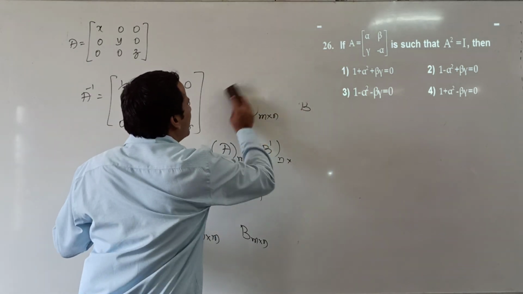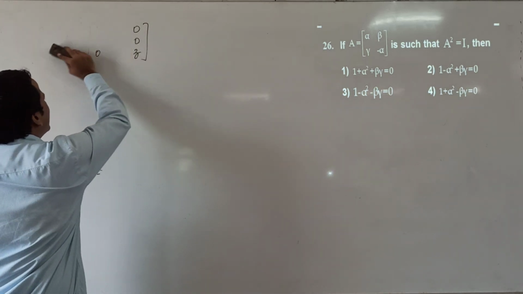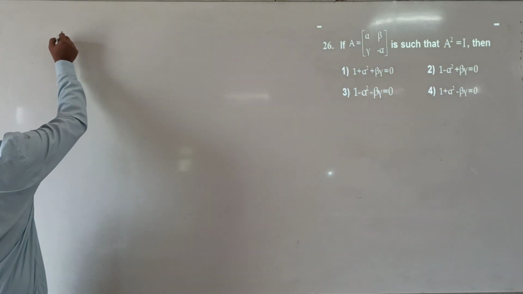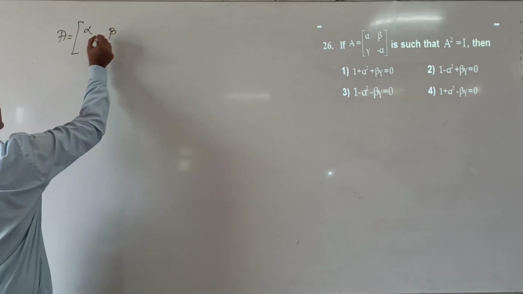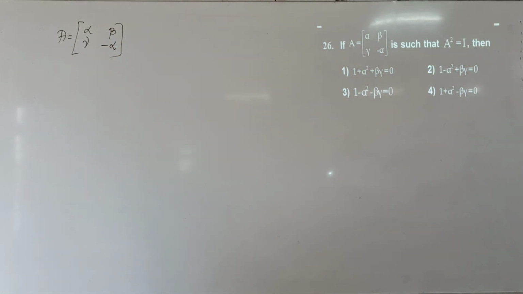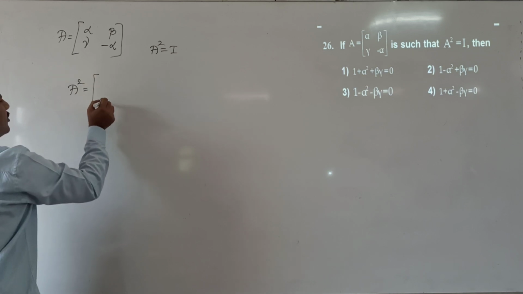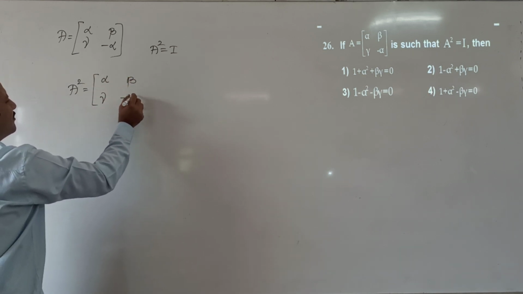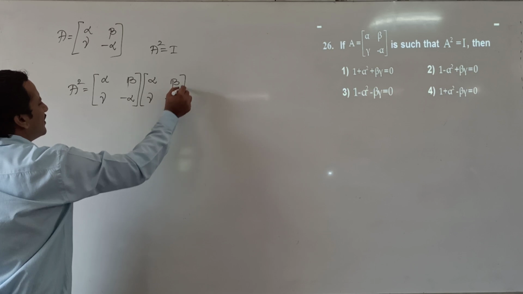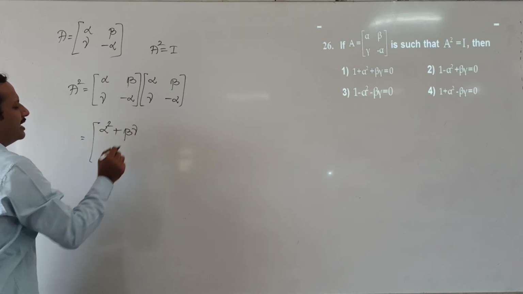Then 26th question. If A is equal to alpha, beta, gamma and minus alpha is such that A square is equal to I, then what happens? They have given one matrix here. A is equal to alpha, beta, gamma, minus alpha, such that A square is equal to I. A square I find out. Alpha, beta, gamma, minus alpha into alpha, beta, gamma, minus alpha. This is equal to, what do you get? Multiply now. Alpha square plus beta gamma.